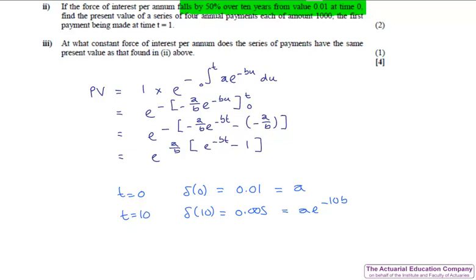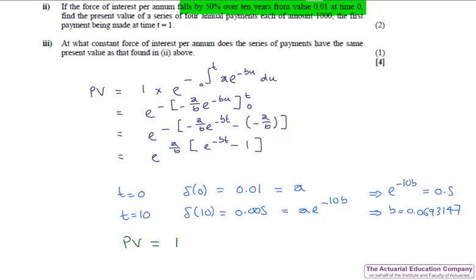Okay, well, substituting our value of a from the first equation into the second gives e to the minus 10b is 0.5, and then we can solve this to get a value for b of a rather awkward 0.0693147.